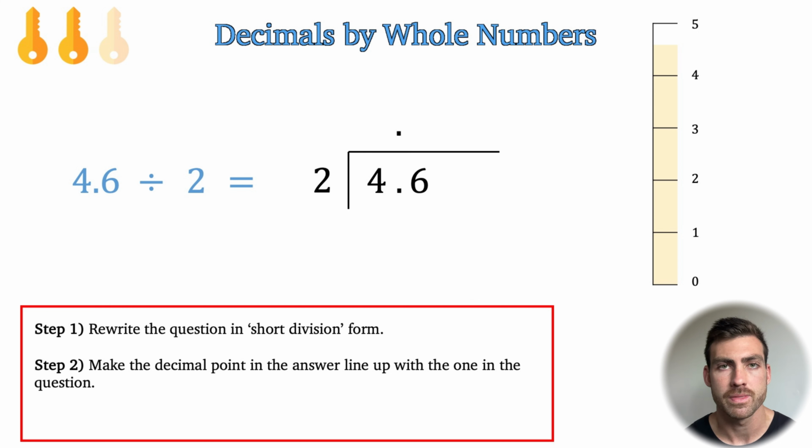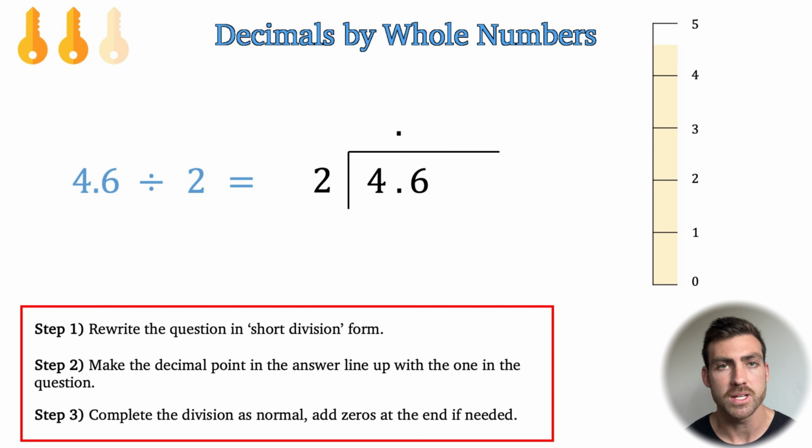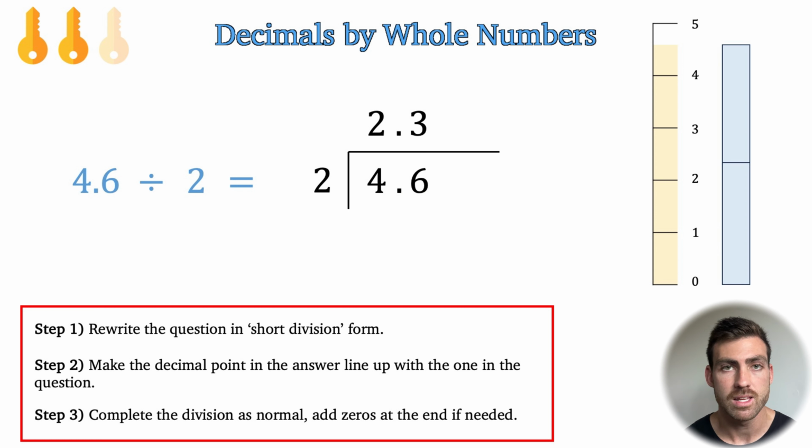Step 2. Make the decimal point in the answer line up to the decimal point in the question. Step 3. Complete the division as normal. Add zeros to the end of the decimal if needed. Starting with, how many 2's go into 4? Which is 2. Then answering, how many 2's go into 6? Which is 3. Giving us an answer of 2.3.